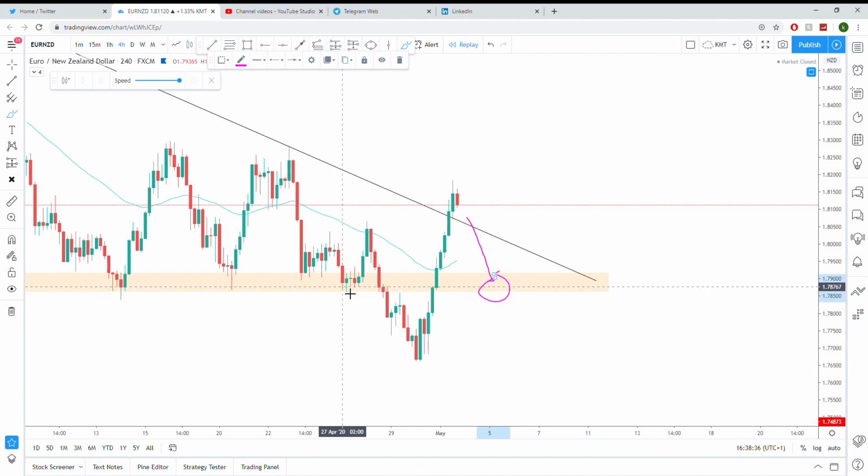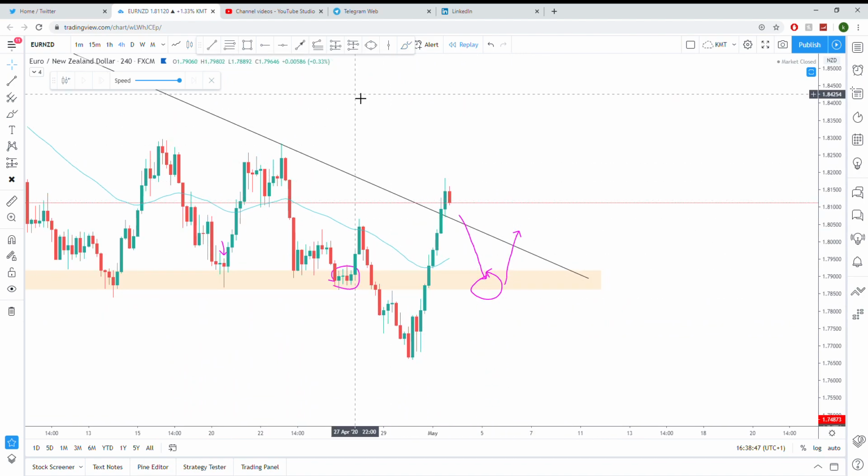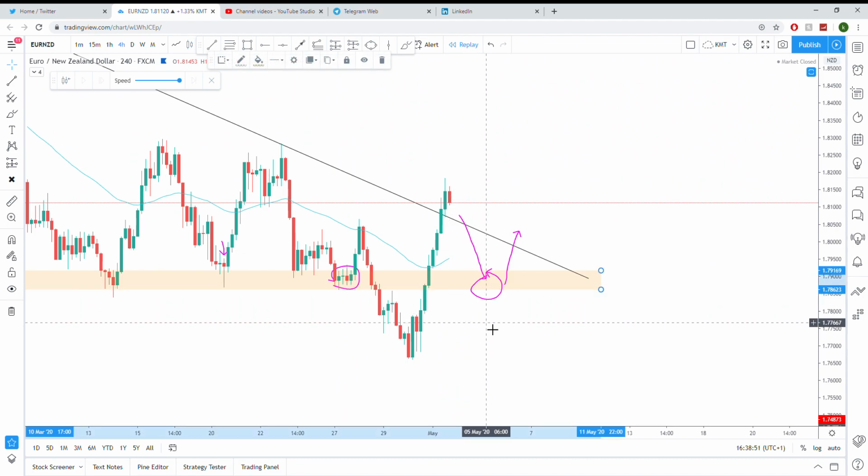If we do find it, it will look something like this, where bodies are small and the wicks are high, like this as well, a good example. And next to that candle, I want to see a strong momentum candle to the upside. If we do get that, again, that will be a strong confidence to hold the trade for a long term.